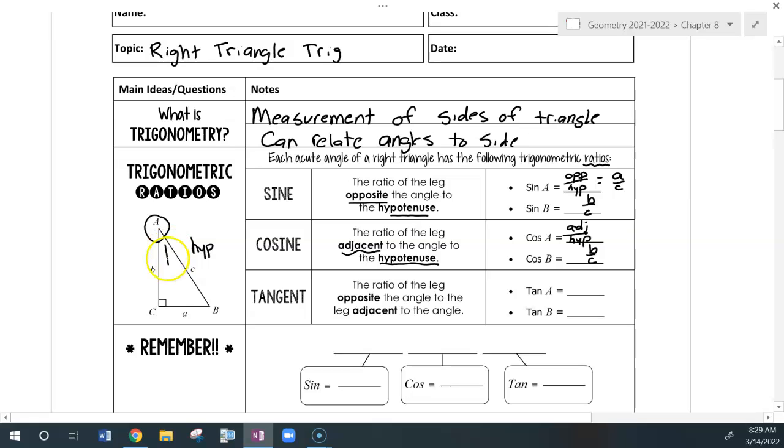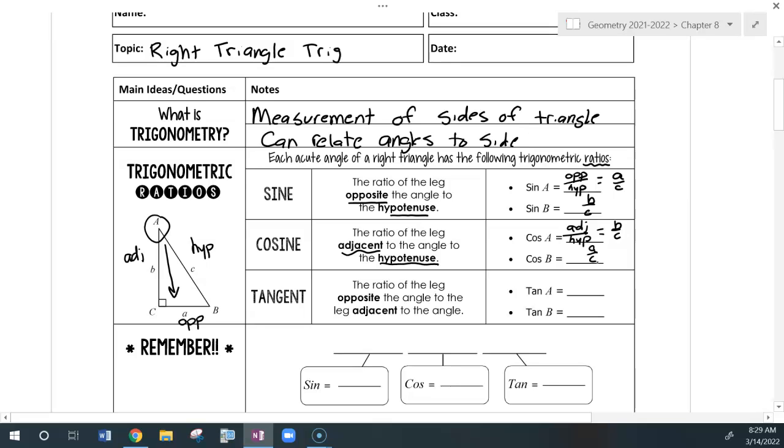from here, opposite is over here, and adjacent, the one that's touching, is b. So cosine is going to be b over c. Oh, it looks like I wrote this wrong here. This is a over c.